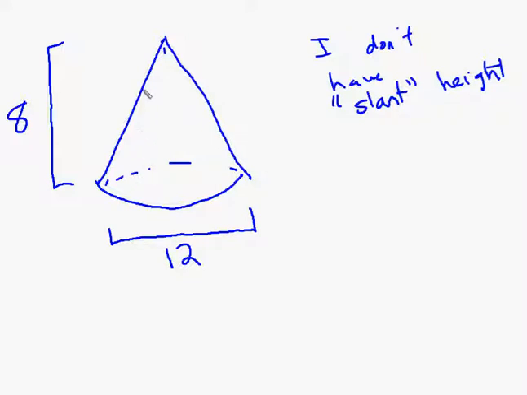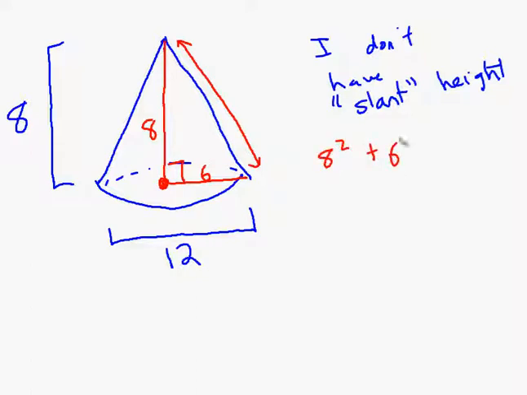The triangle. Okay, I'm going to make a right triangle. So when I make this right triangle, this is 8. What's going to be this? 6. And what do I use in order to get this? Pythag. Okay, so I'm going to have 8 squared plus 6 squared equals my slant height squared. Answer's 10. And yes, in the end, I will get 10.